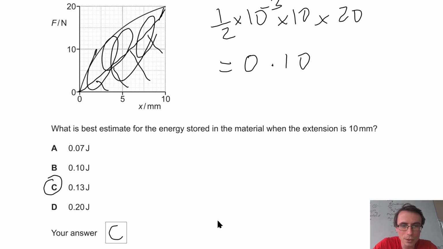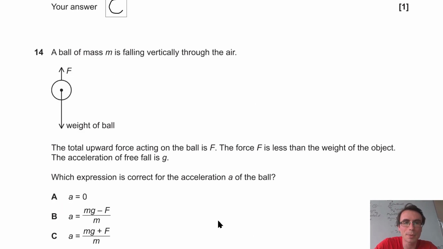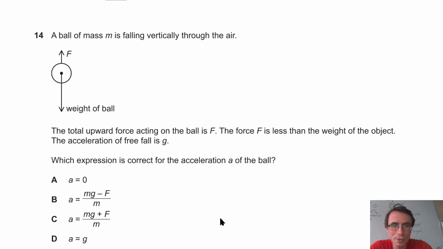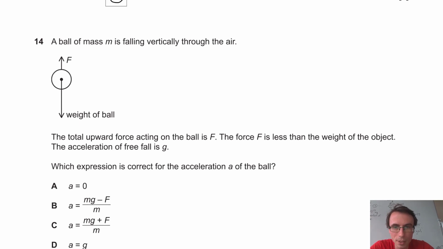Okay, moving on to the next one. We have a ball of mass m, which is falling vertically through the air. The total upward force on the ball is F. The force F is less than the weight of the object. The acceleration of free fall is g. What expression is correct for the acceleration of the ball?